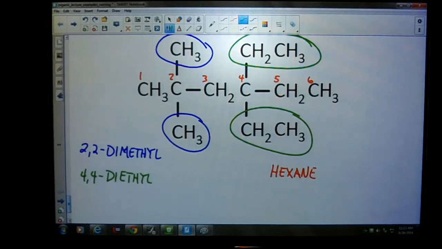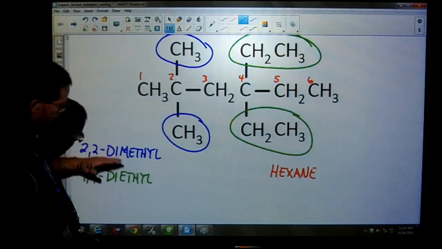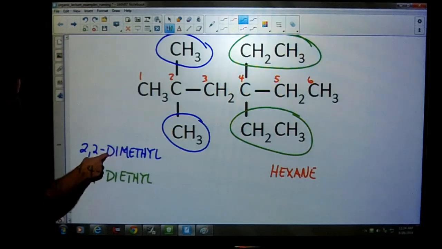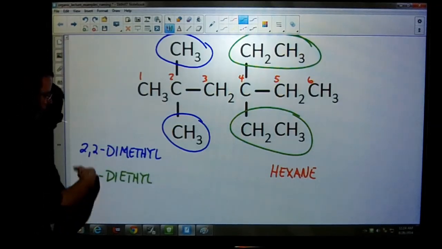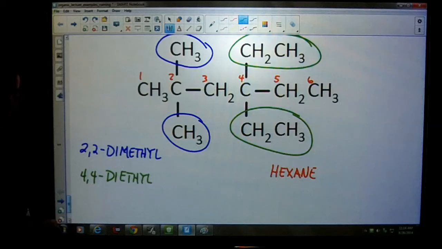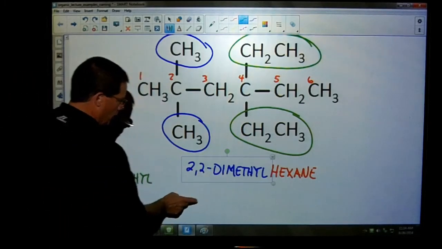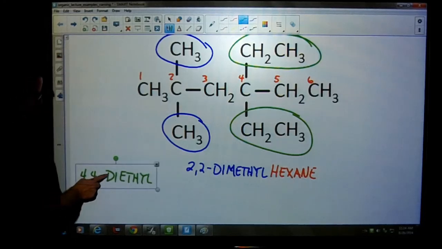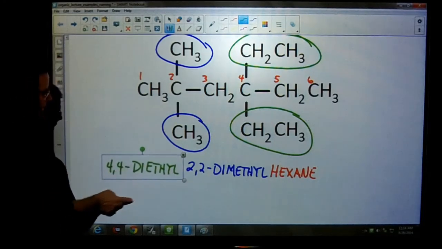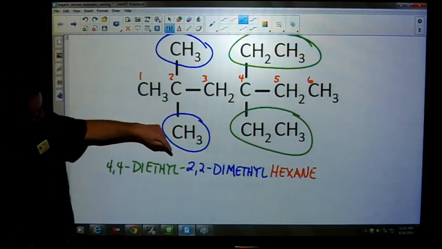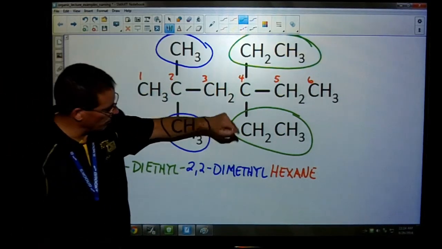Okay. So here's our groups and our parent. So again, make sure that we don't consider the dis, tris as part of the alphabetizing system. So we're going to put the dimethyl right next to the hexane, and then we'll take the 4,4-diethyl, put it right there. So when we look at this compound, we have 4,4-diethyl-2,2-dimethylhexane.